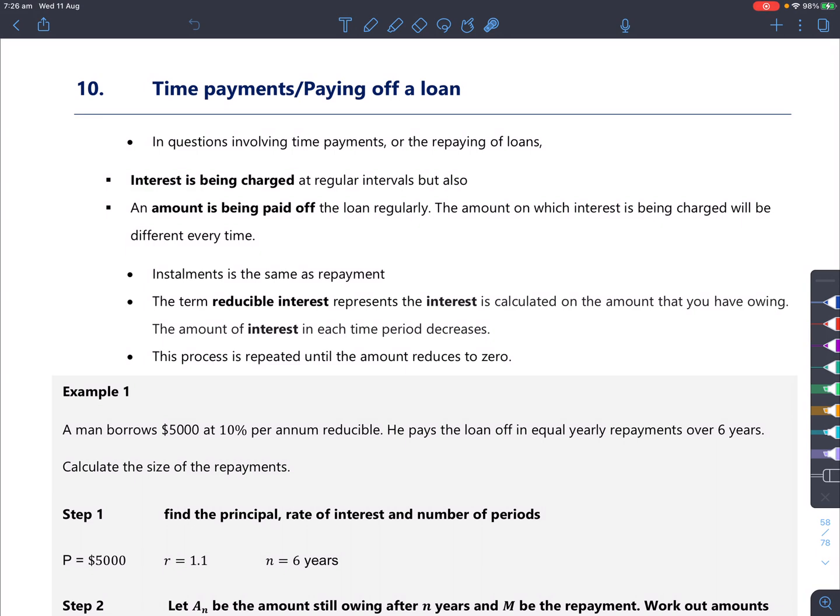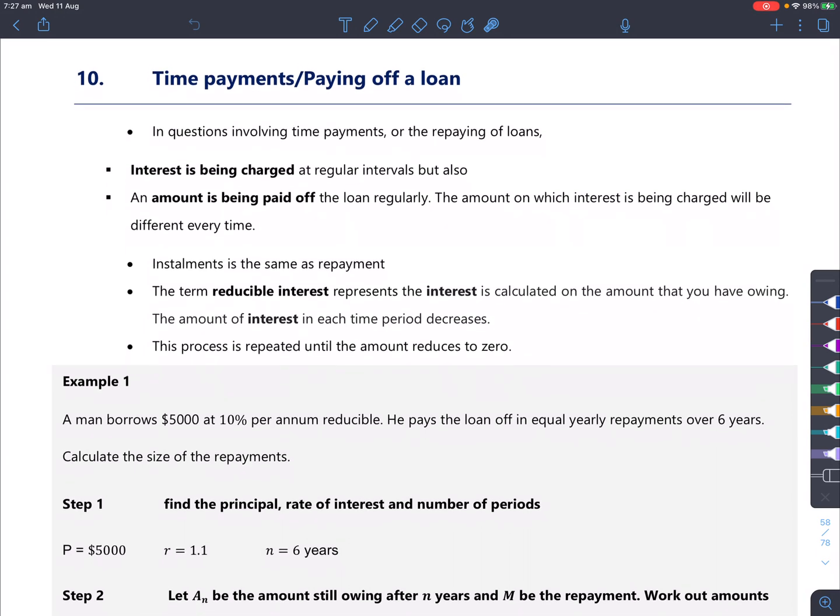The term reducible interest represents the interest calculated on the amount that you have been owing. The amount of interest in each time period decreases. This is because the interest depends on the principal, and if the principal decreases, the interest also decreases, and you understand it in the question when that happens. This process is repeated until the amount reduces to zero. This applies to, say for example, a lot of bank home loans where you're paying off a mortgage. Most of these questions will be based on that.